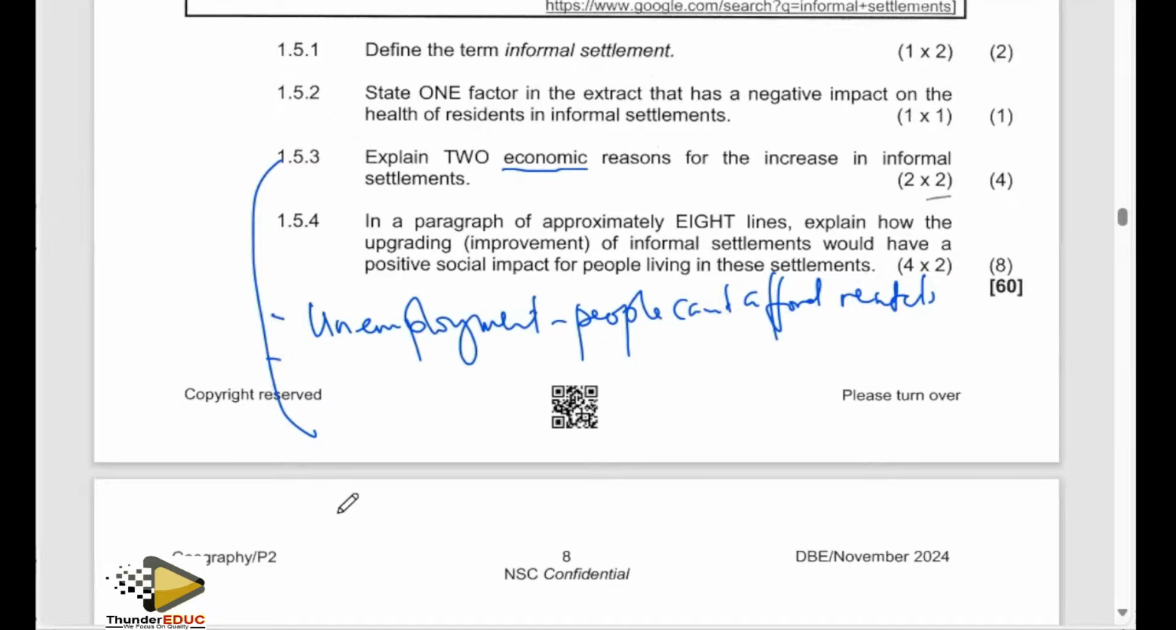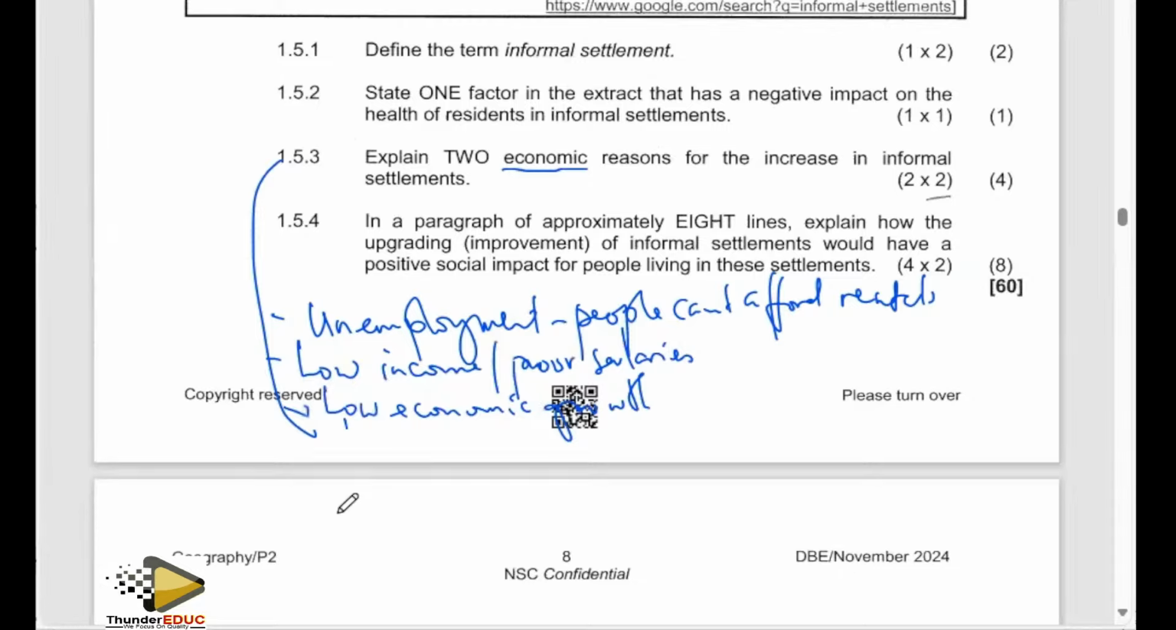Then you can also talk of low income, or we can talk of poor salaries. It's economic. People who are earning poor salaries cannot afford to stay in the formal settlement or own their own formal houses. Or we can also talk of low economic growth in South Africa. The economy is growing slowly. It's not creating enough jobs. So low economic growth is also another contributing factor, which has led to people staying in informal settlements.